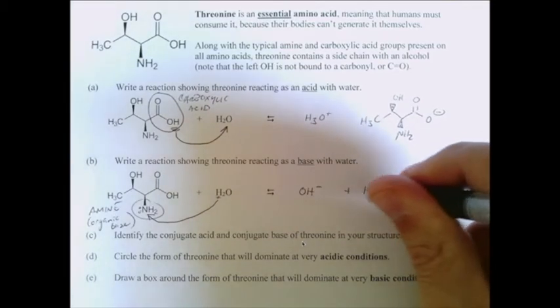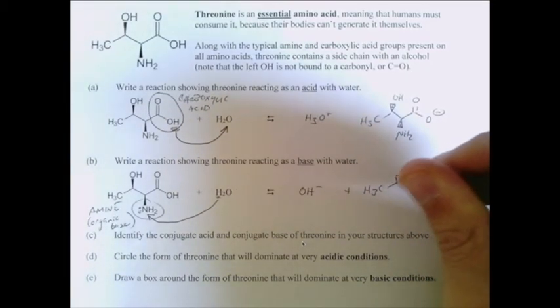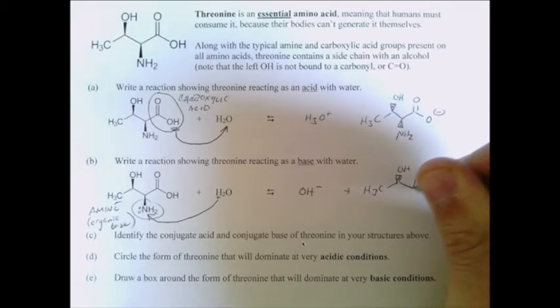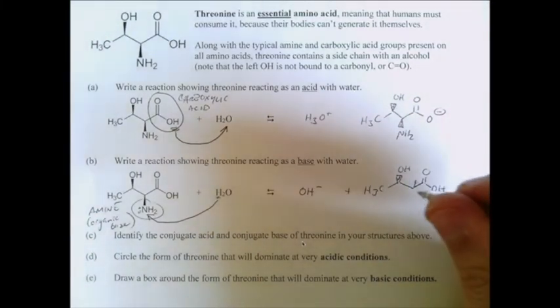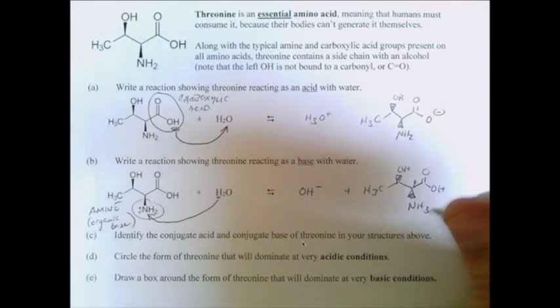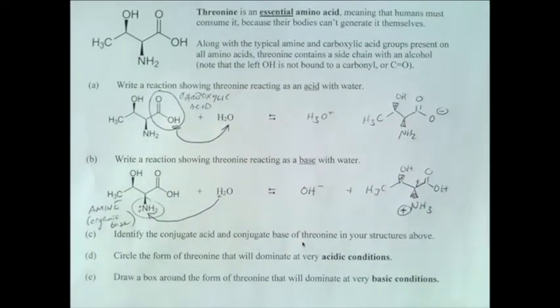And again, nothing else changes. I leave the OH alone. Oops. I leave the carboxylic acid alone. We ignore the little thing I'm scratching out right there because I didn't mean to do that. But then over here, what I've got is NH3 with a positive charge. And so I've now got a cation here.